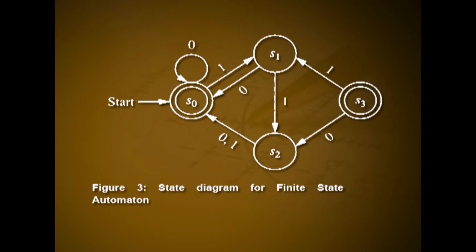The solution: the state diagram is shown in figure 3. Note that because both the inputs 0 and 1 take S2 to S0, we write 0, 1 over the edge from S2 to S0. This is the diagram, and you can see we have written 0, 1 from S0 to S2.